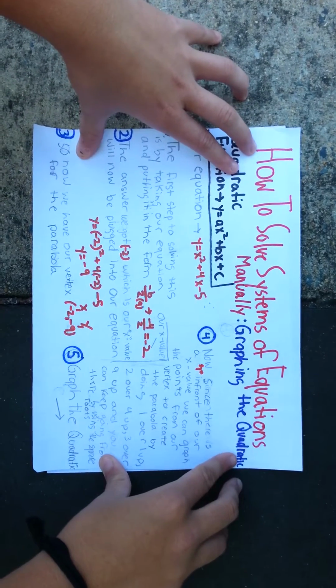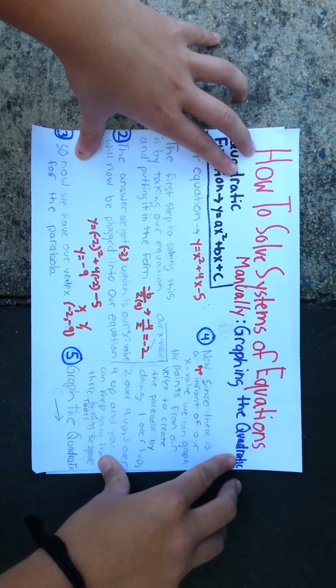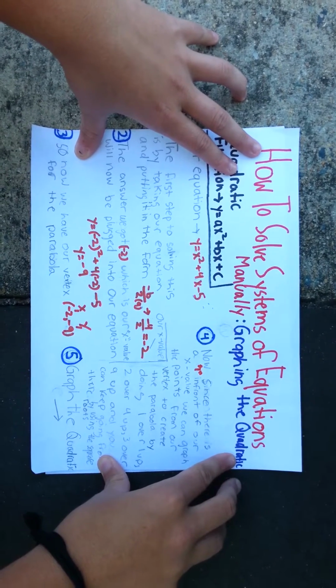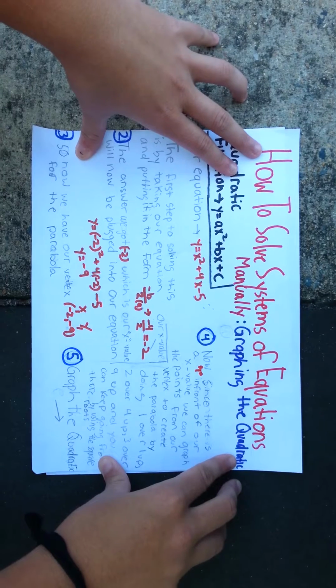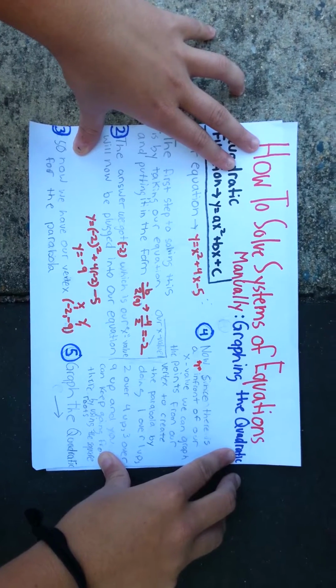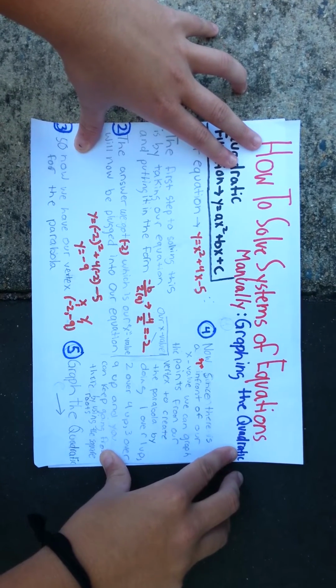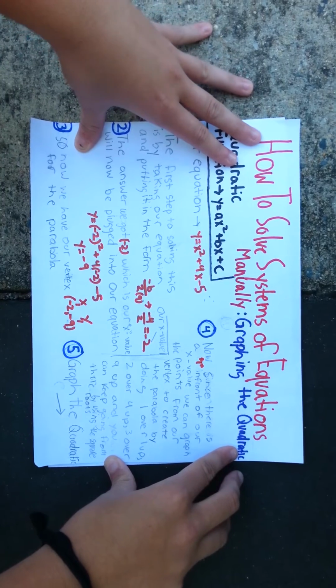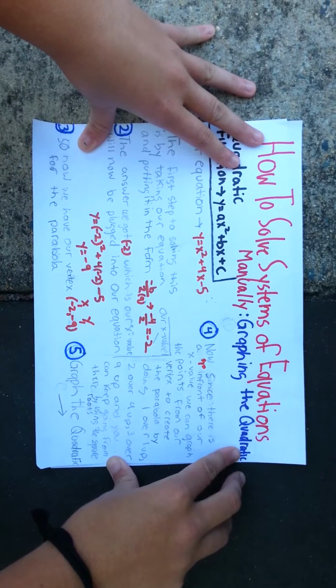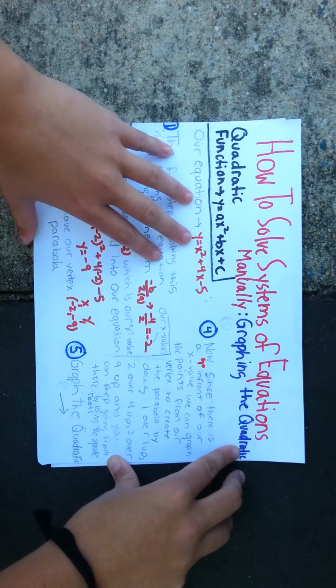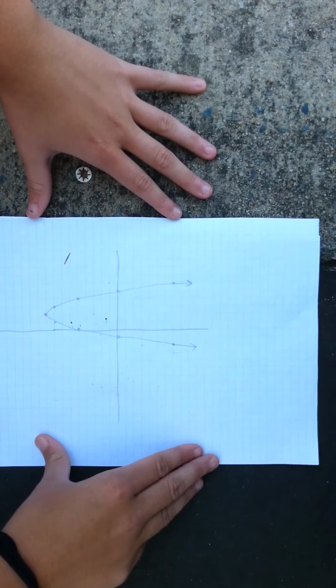Step 4. Now, since there is a 1 in front of our x value, we can graph the points from our vertex to create the parabola by doing 1 over 1 up, 2 over 4 up, 3 over 9 up, and you can keep going from there by using the square root. Graph the quadratic.